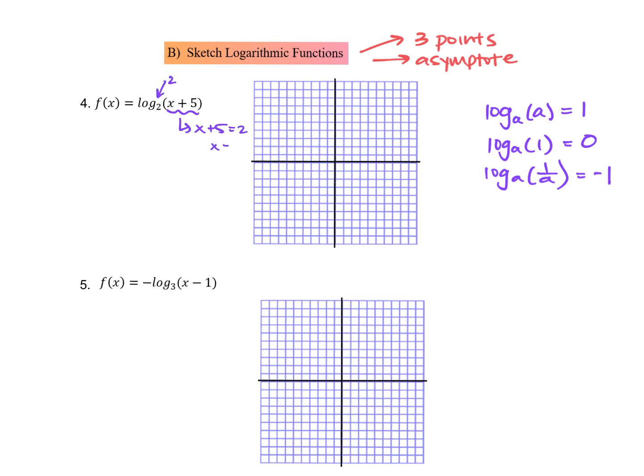So that means x has to be equal to -3. I also want x plus 5, the argument, to be equal to 1. So that means x has to equal -4. The last place, I want x plus 5 to be equal to 1/2, 1 over the base. And that means x has to equal -4.5. I'm going to plot these 3 x values into my xy table.